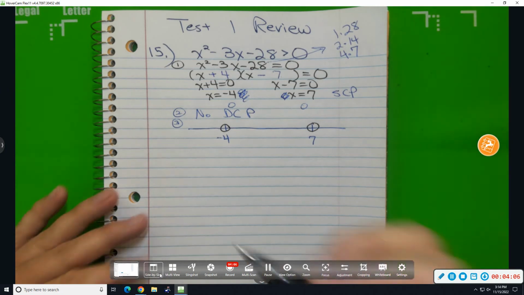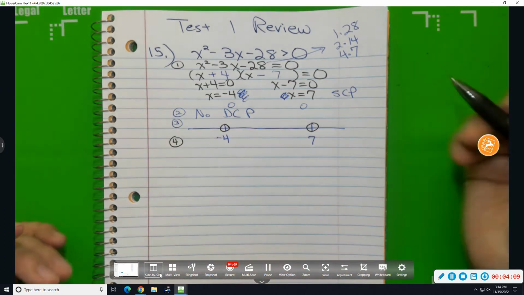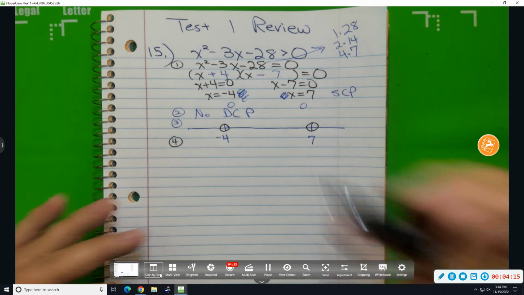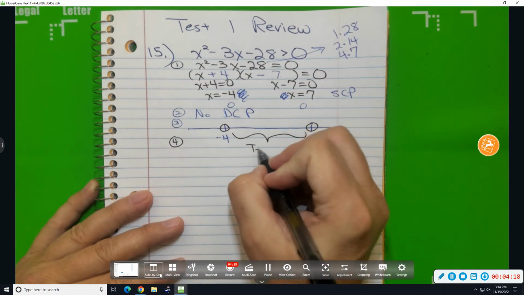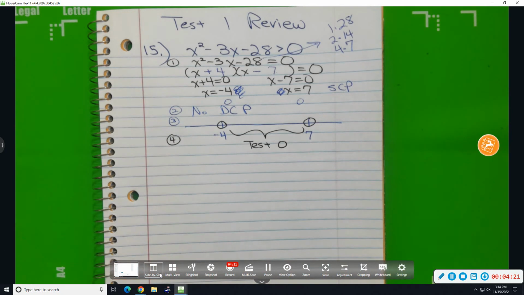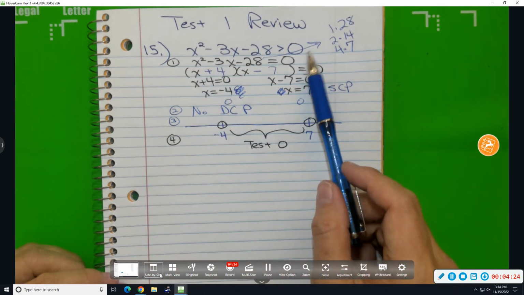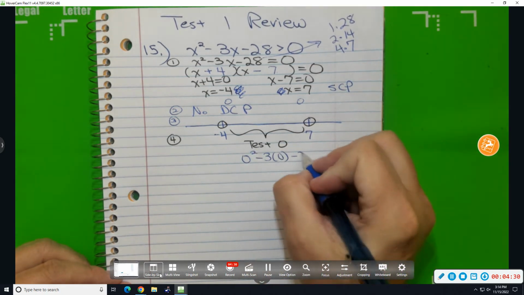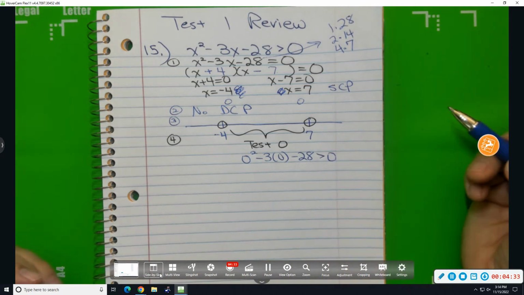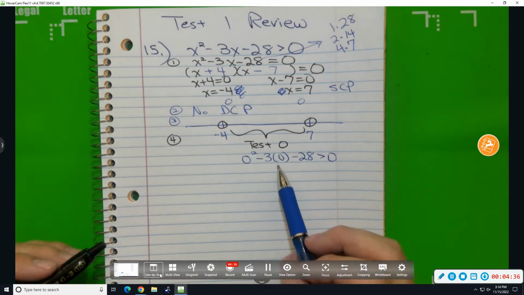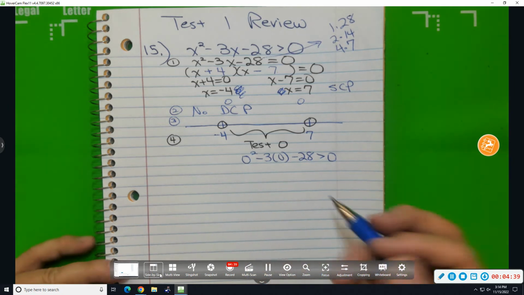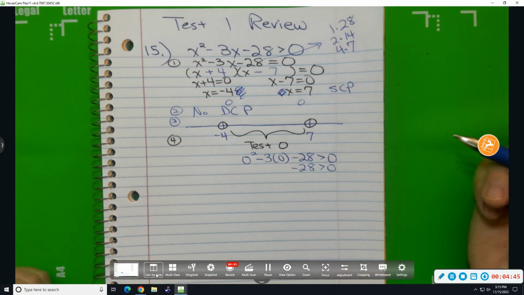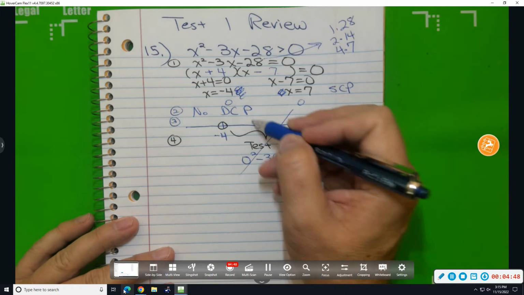I think I'm going to test 0. That's my favorite number to test. Which interval contains 0? Interval 1, 2, or 3? 2, right there. I'm going to test 0. Plugging it into the original inequality, we get 0 squared minus 3 times 0 minus 28 is greater than 0. 0 squared is 0, minus 3 times 0 is 0. So really all we have is negative 28 is bigger than 0. True or false? False, so we cross out that interval.